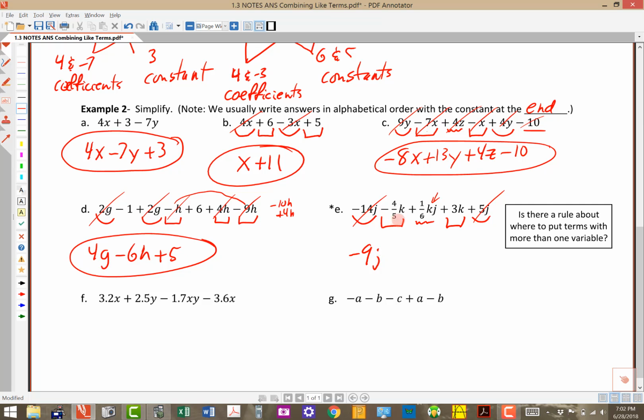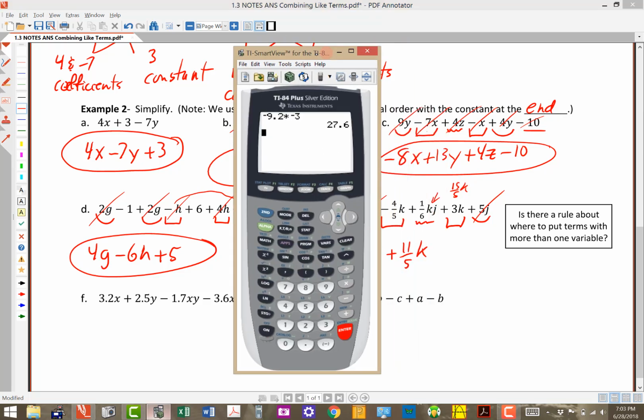And then the k's, we're going to have the 3k minus 4/5 k. Now, if I change that, that's going to be, let's see, 2 1/5. I think that's going to be plus 11/5 k. Now, I did that in my head, and I did that by thinking of this in fifths. This would be 15/5 k, and then I put those together. Now, just to double check, we're going to grab the calculator and just make sure that we got that right.